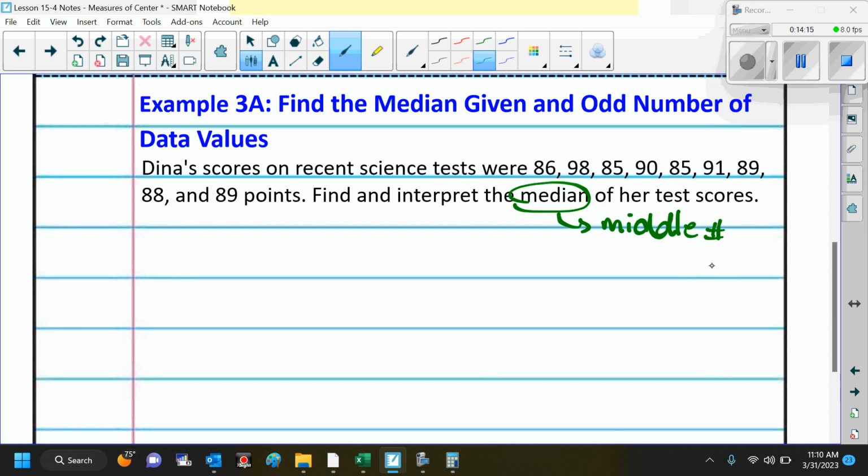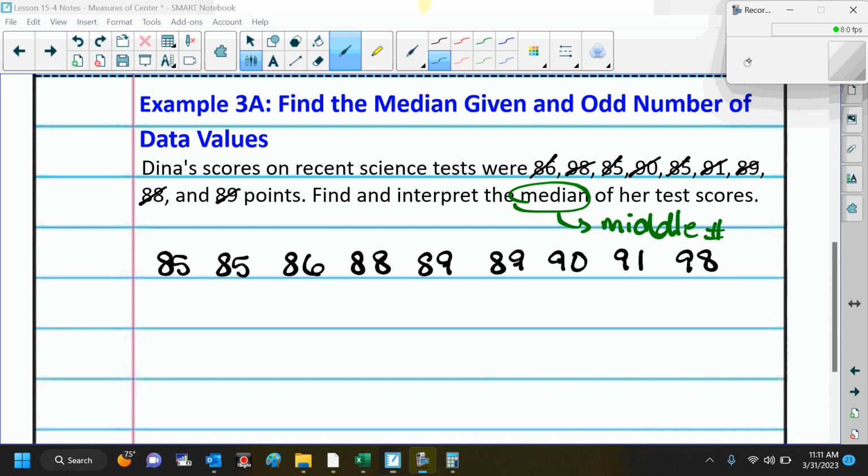The median is the middle number when the data is in order from least to greatest. So the first thing we need to do is make sure that our data is in order from least to greatest. All right, here's our data in order from least to greatest. We've got 1, 2, 3, 4, 5, 6, 7, 8, 9 numbers. So that means because it's an odd number, we're only going to have one middle number. Okay? So to get to that middle number, you can just cross things out here like this.